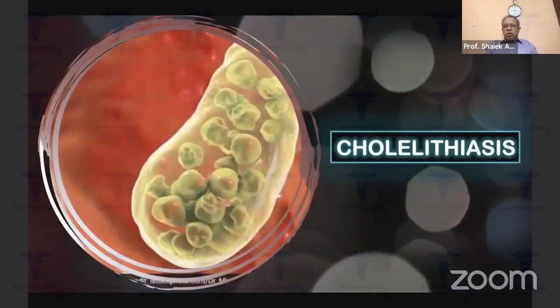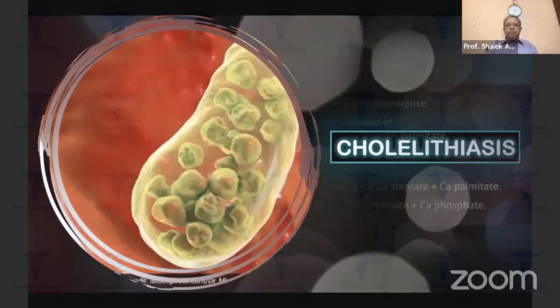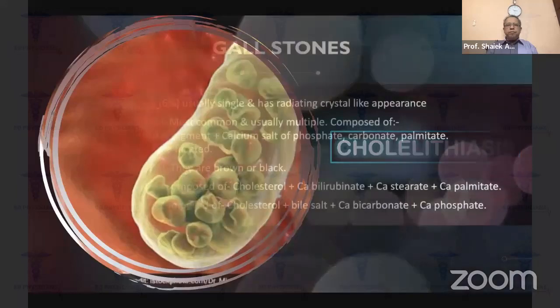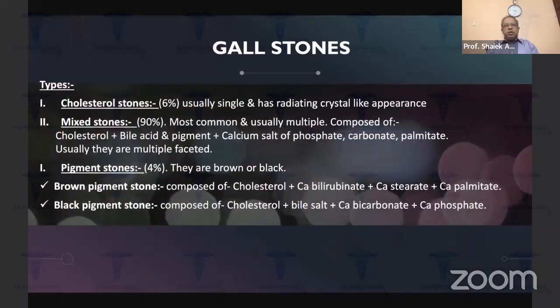So now we describe cholelithiasis, that means stone in the gallbladder. Among gallstones, the cholesterol stones are 6%, usually single, with a radiating crystal-like appearance. Mixed stones, 90%, are the most common and usually multiple, composed of cholesterol, bile acid, and pigment, plus calcium sulfophosphate, carbonate, palmitate. Usually they are multiple and faceted. These are the characteristic points in favor of mixed stones.